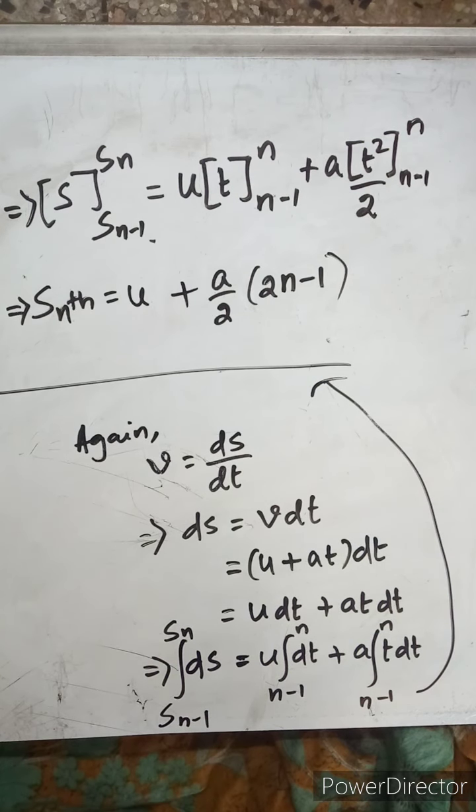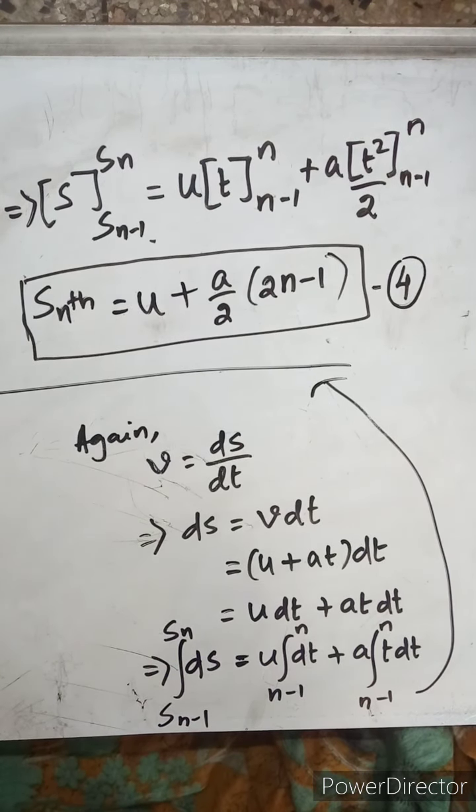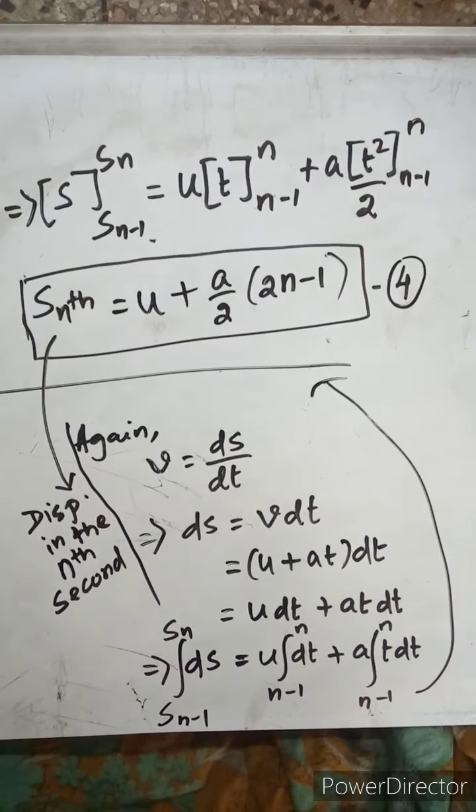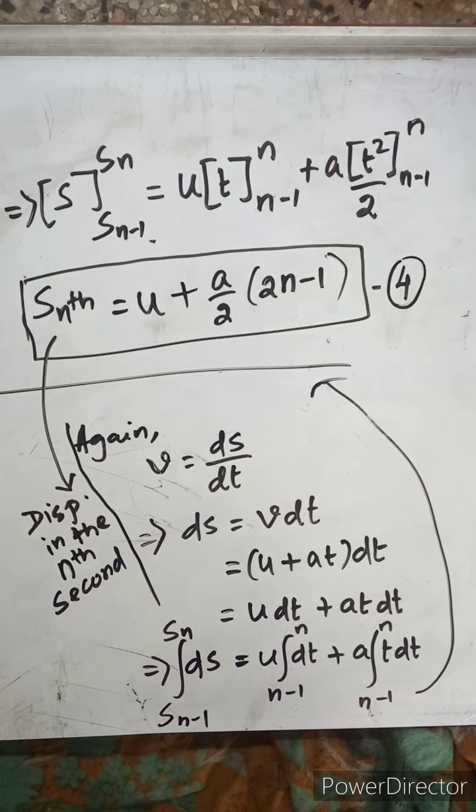So this is your fourth equation of motion, that is the displacement of a given body under constant acceleration with an initial speed u in the nth second. So the displacement in the nth second is here.